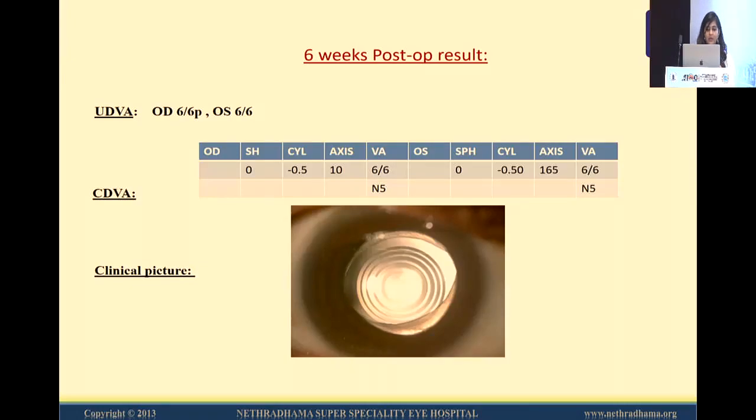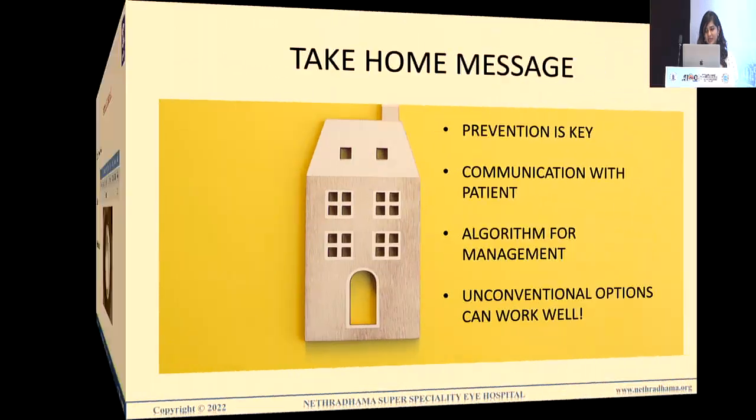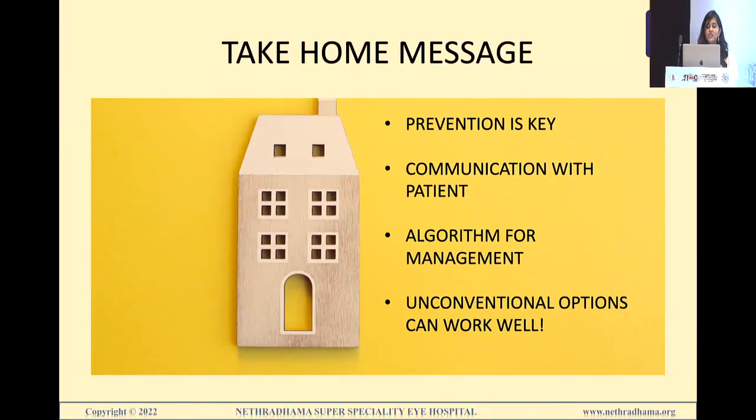The lens is stable and well centered in the right eye, and in the left eye it was the same residual refractive error. So a 0.5 cylinder is still manageable, and the patient was very happy post-operatively, and this was the clinical picture. So this was a very unusual management of a residual refractive error. And just some take-home messages: prevention of a residual refractive error is key. Please communicate with the patient and have an algorithm for management. Unconventional options can work very well too. Thank you very much.